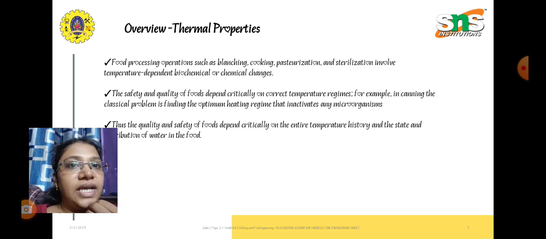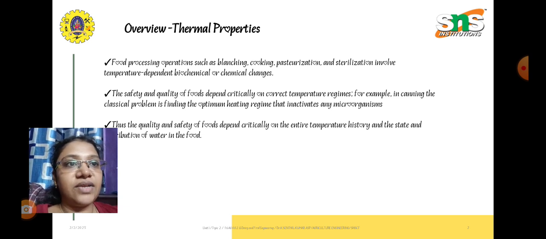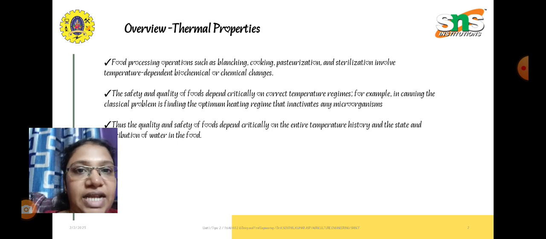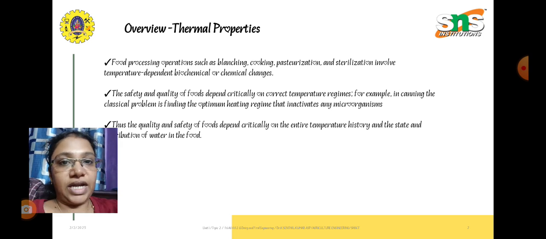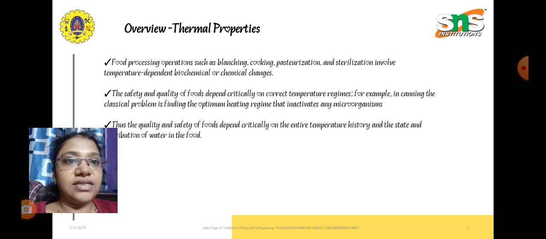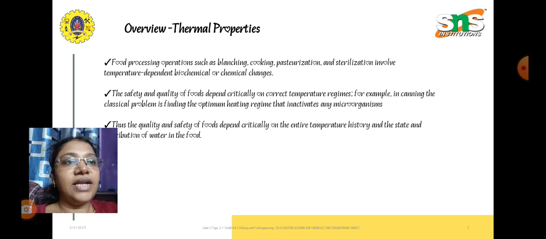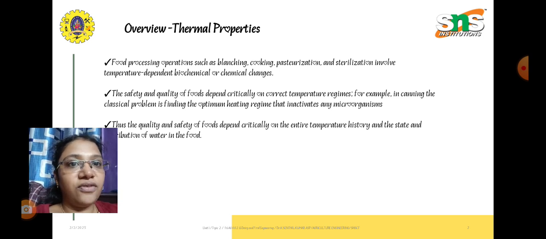For example, in the process of canning, the main problem is finding the optimum heating regime that inactivates any microorganisms, so the temperature is the key point that has to be considered. The quality and the safety of any type of food will depend critically on the entire temperature history and the state of distribution of the water in the food.